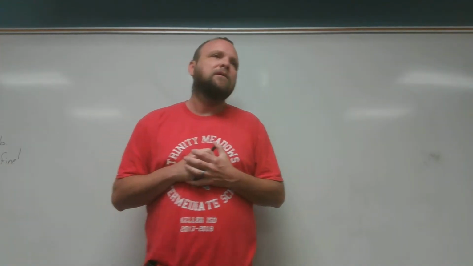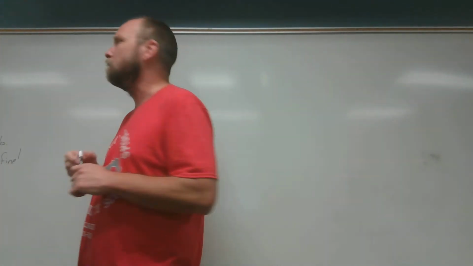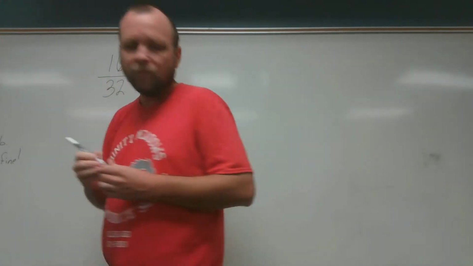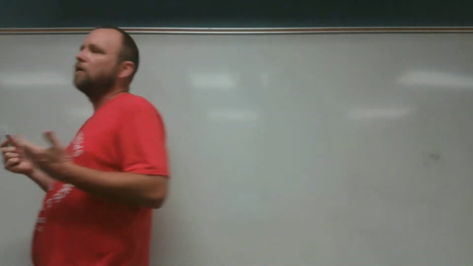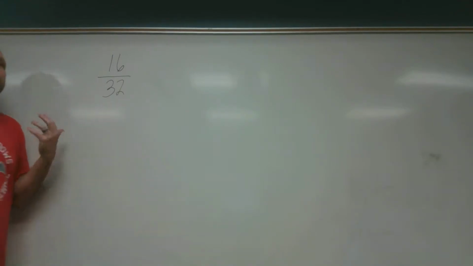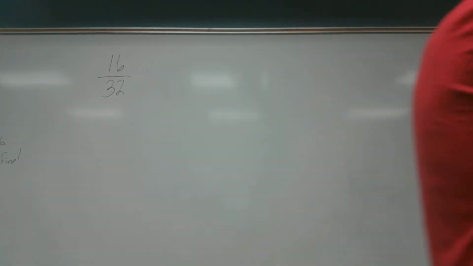So let's try some. Let's start with 16 over 32. Now you don't always have to find the greatest common factor. A lot of times I can look at these numbers and figure out what's something that goes into both of them. It doesn't have to be the greatest common factor. But what is something, a factor, what is a factor of both numbers? So, JJ, just give me a factor of both numbers. Doesn't have to be the greatest.